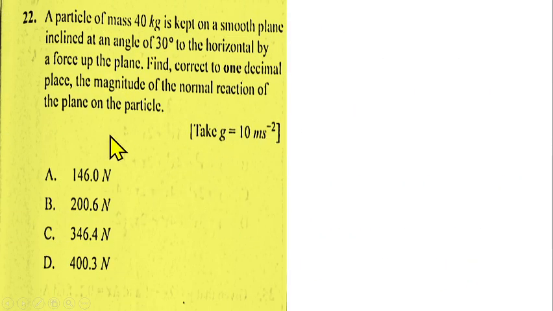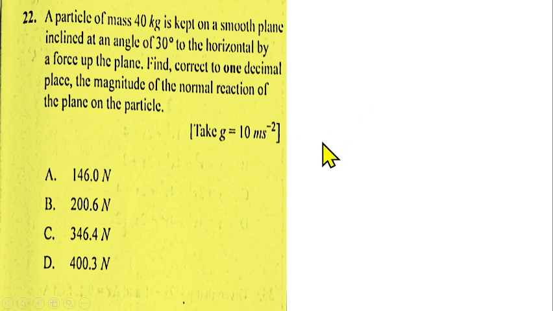Question number 22 is from motion on an inclined plane. So you have a particle of mass 40 kg kept on a smooth plane inclined at angle 30 degrees to the horizontal by a force up the plane. We have to find, correct to one decimal place, the magnitude of the normal reaction of the plane on the particle.